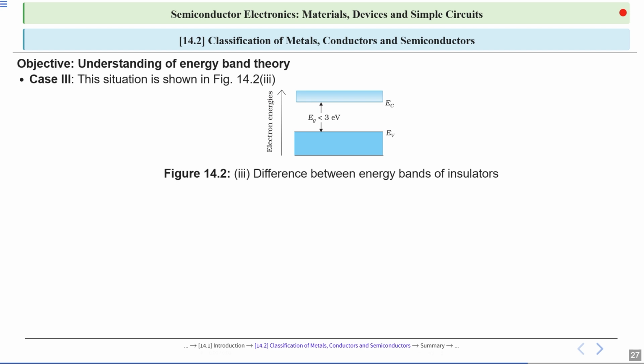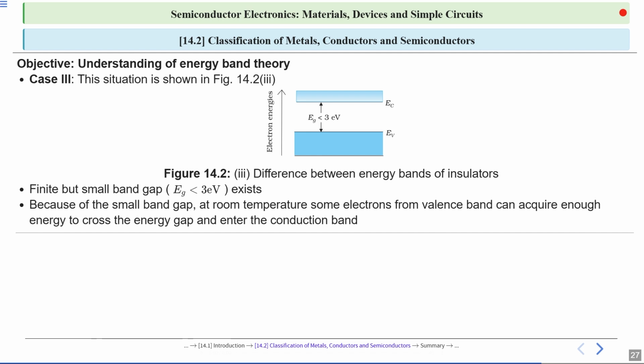In case 3, the energy bands of insulators are shown in figure 14.2, third image. So a finite but small band gap, for example less than 3 electron volt, means there is a small energy difference between the valence and conduction bands. This allows electrons to gain enough energy from thermal or external sources to move into the conduction band, unlike other insulators which have large band gaps.